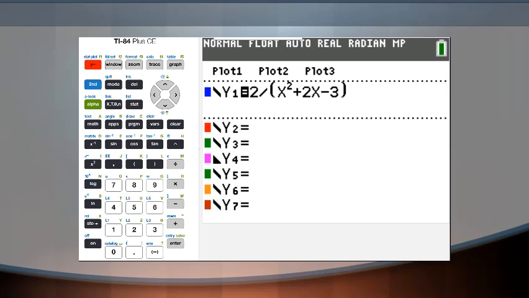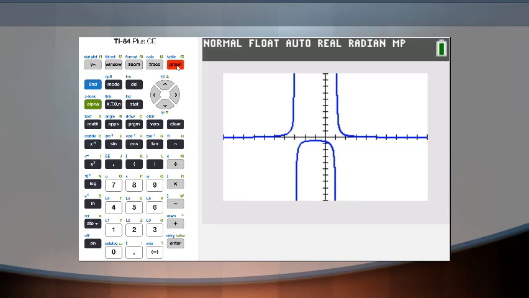All right, we're over here at the graph. And let me move that cursor over. But anyway, I have gone ahead and entered the function equation. I've got 2 over, and I put that quadratic in parentheses, x squared plus 2x minus 3. So I've got that entered. Let's see what happens with this graph. Oh, okay. Fooled me there in the middle.